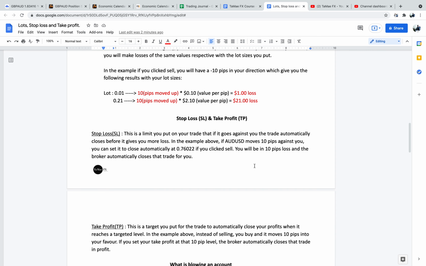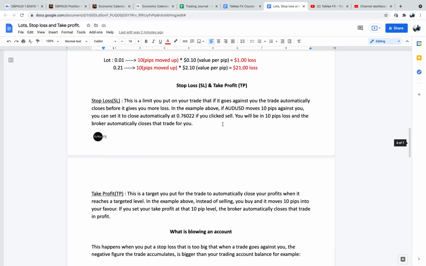Okay, I'm done with lot sizes. I'm going to talk about stop losses and take profit. This is a simple one. Stop loss is a limit you put on your trade that if it goes against you, the trade automatically closes before you lose more money.